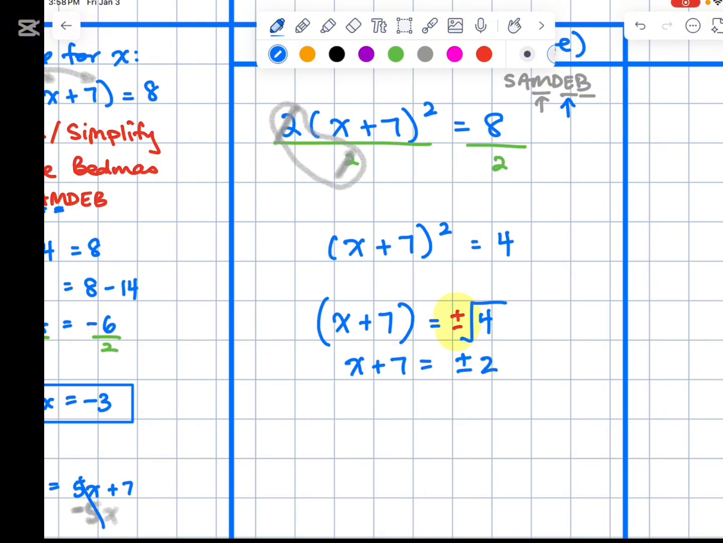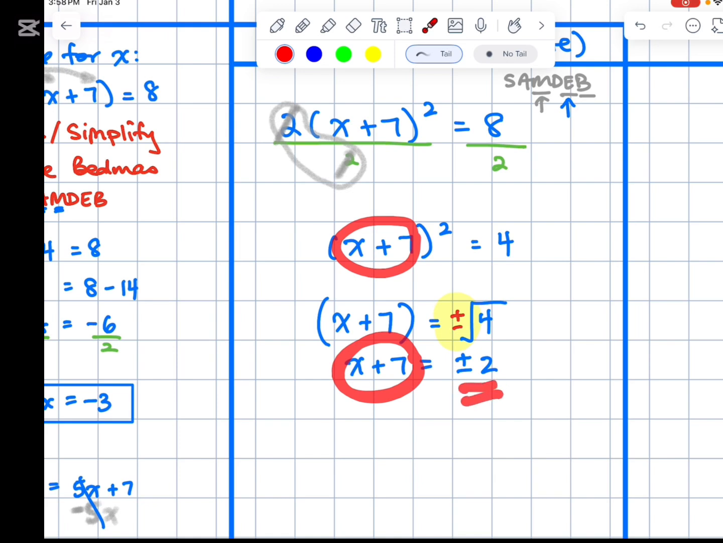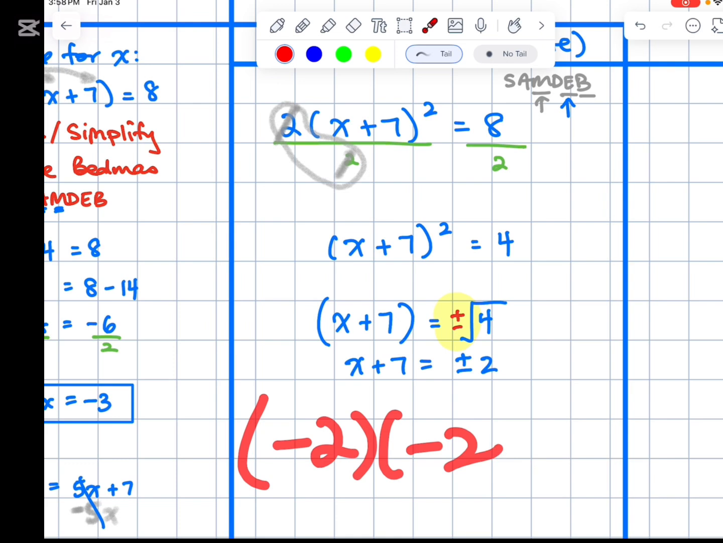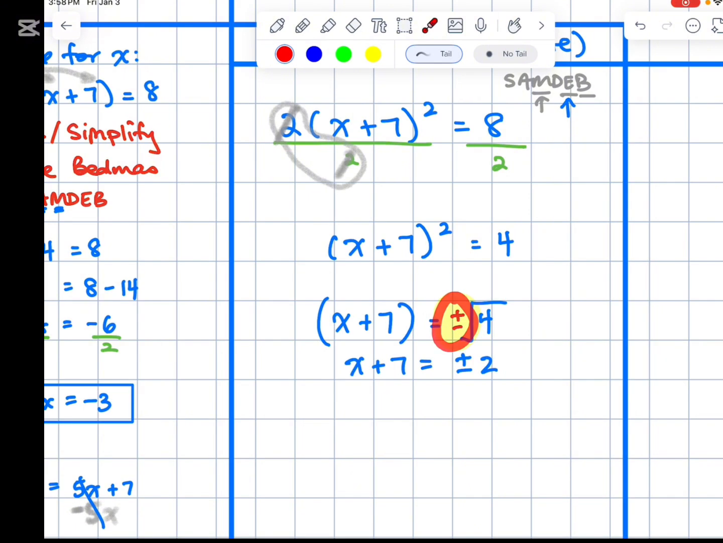Now here's why this answer, whatever I put in this bracket, could either be positive or negative 2. It can be positive 2 because 2 squared equals 4, well that makes sense. But it can also be negative 2 because negative 2 times itself, negative times a negative, will also give me a 4. So because I can have two versions, that's why we always have that plus and minus.